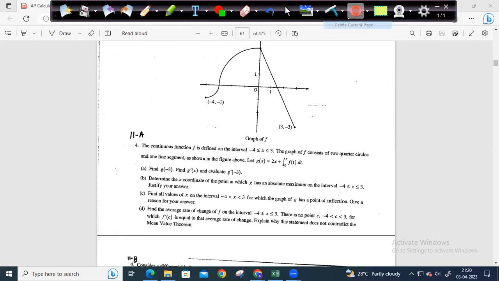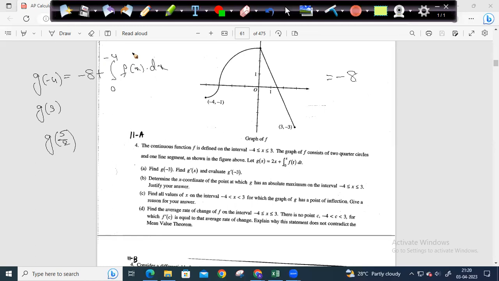So now I need to find g of -4, and I also need to find g of 3, and g of 5 by 2. So g of -4 is -8 plus integral of 0 to -4 of f of x dx, which becomes -8 plus minus of integral of -4 to 0 of f of x dx. Or I'll tell you another, easier way. Instead of, sir, it is so difficult for us to find all these points.